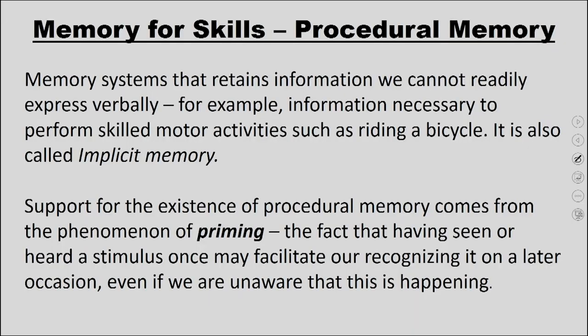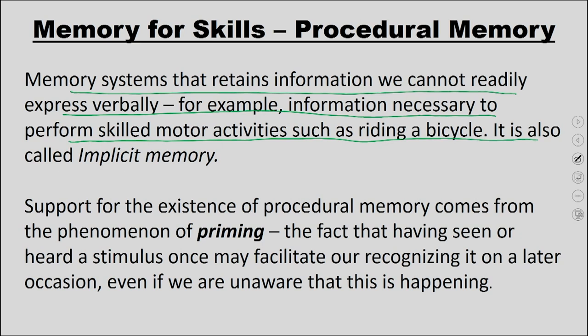Memory for skills, which is procedural memory. So it is a memory system that retains information we cannot readily express verbally. For example, information necessary to perform skilled motor activities such as riding a bicycle is also called implicit in nature. So no matter how hard you try, you cannot explain how you ride a bicycle, and that is the memory for skill, procedural memory.